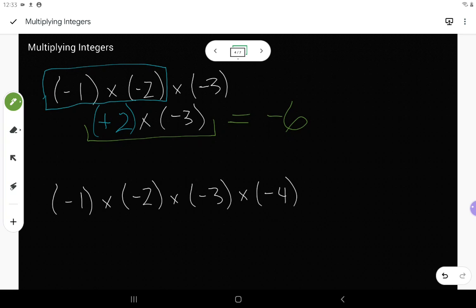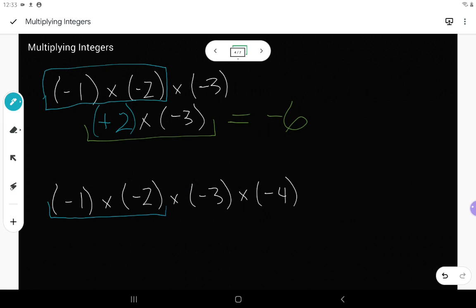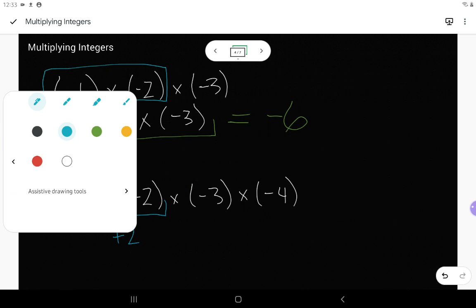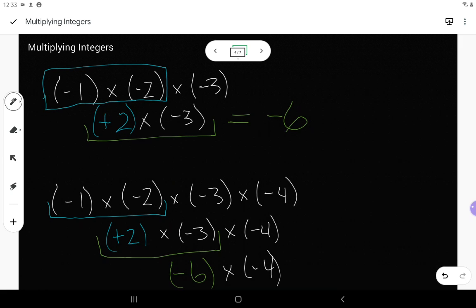Let's see, next one. Oh, it's very similar actually. I'm cheating a little bit. -1 times -2, well, that's +2. And then I afterwards multiply by my -3 and then multiply by -4. I'm cheating a little bit because I already know that +2 times -3 gives me -6. Then I'm going to multiply by -4 afterwards. Negative and negative, same sign, positive answer, 6 times 4 is 24.